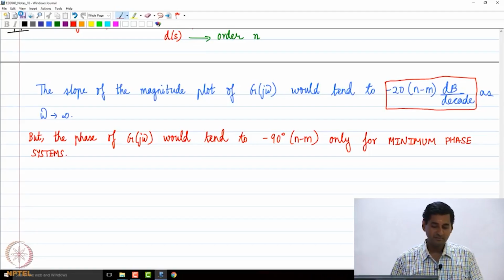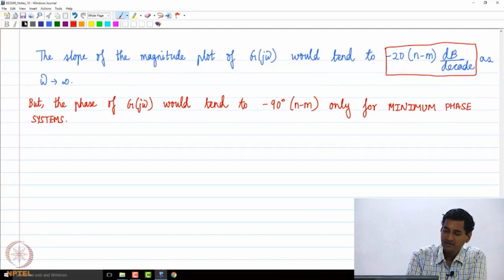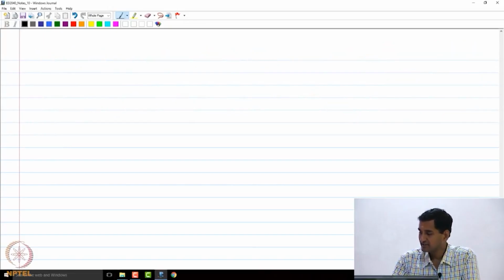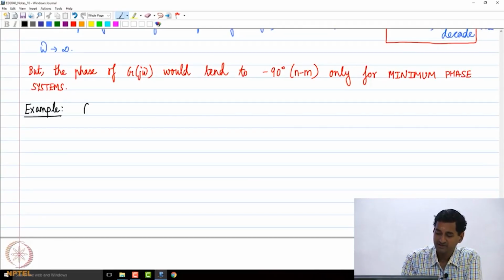So, that is something we will do later on. Fine. So, let us now do one example today, where we construct the Bode plot of a transfer function from scratch. This will illustrate the entire process, as to how to construct the magnitude plot and the phase plot. Okay. So, let us do an example today.